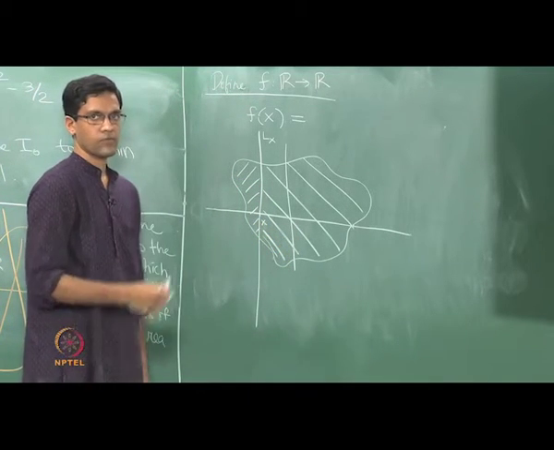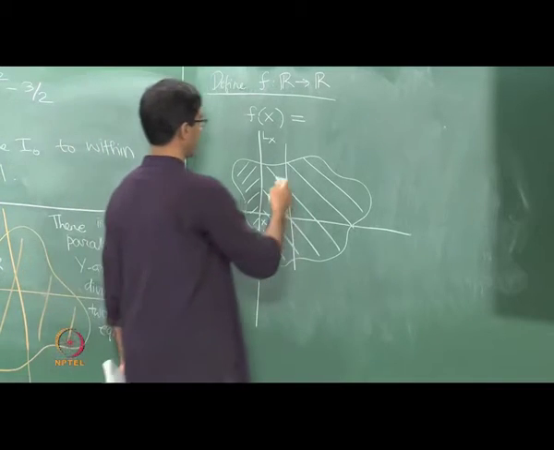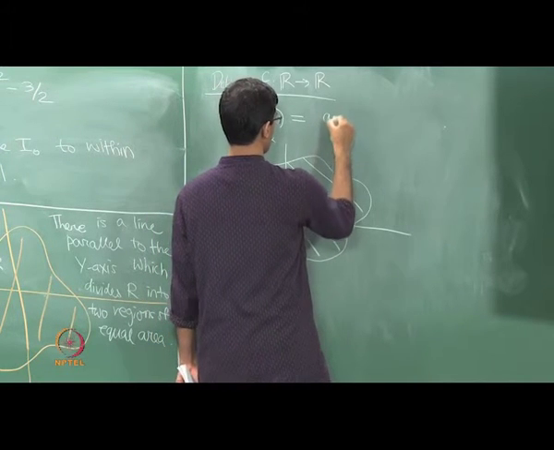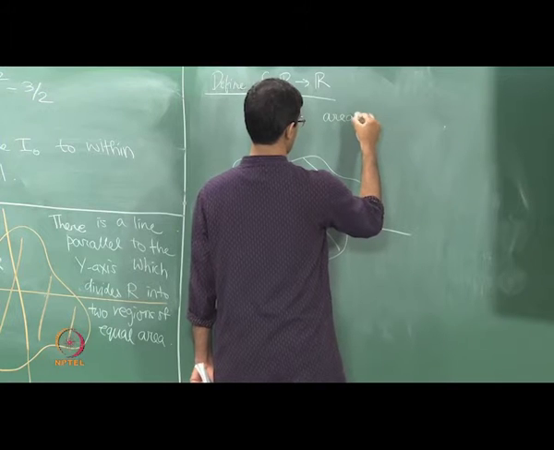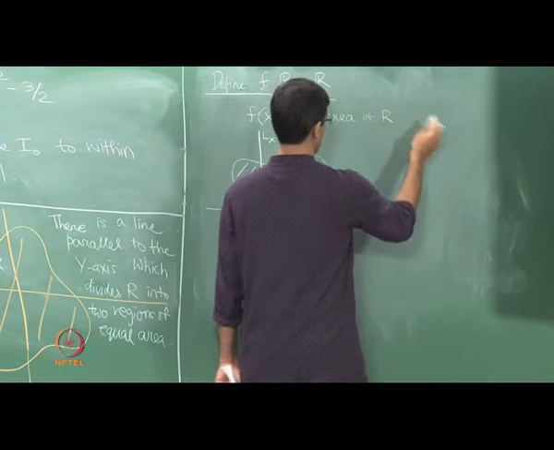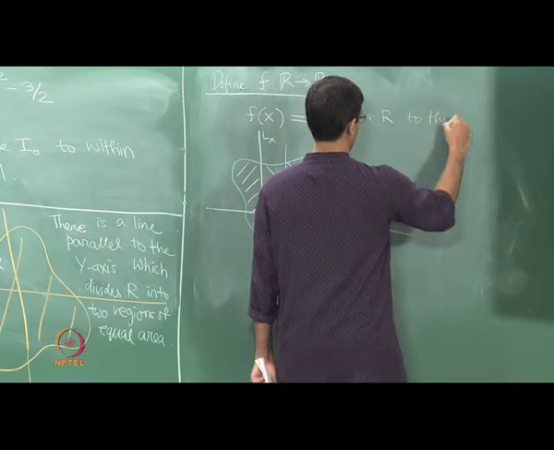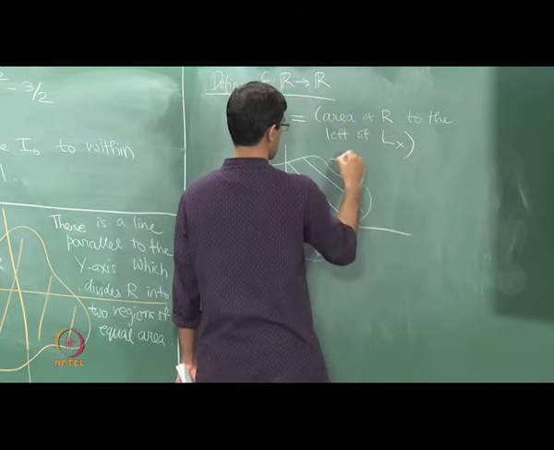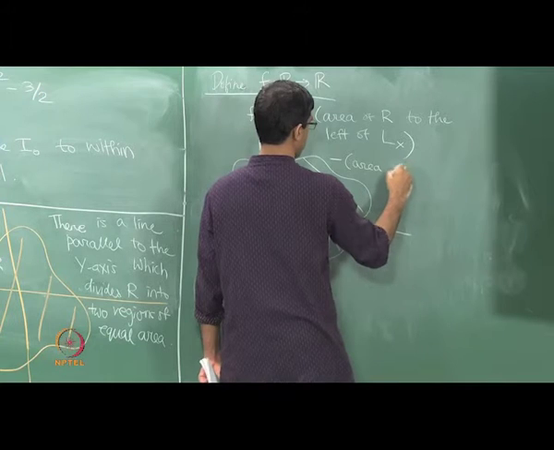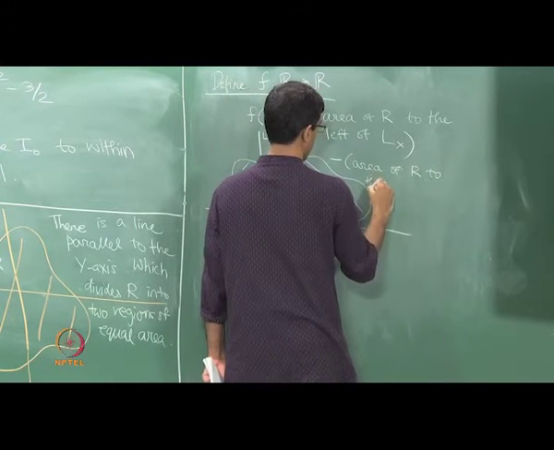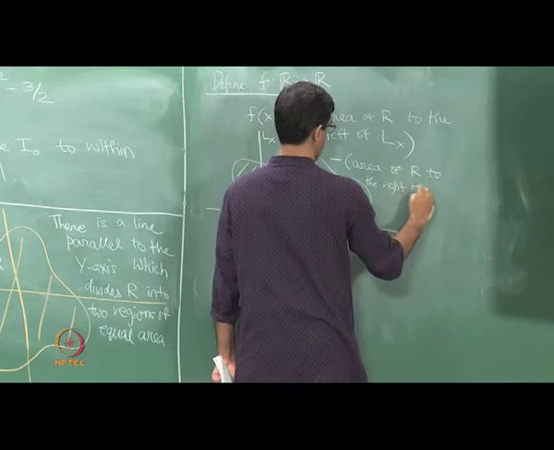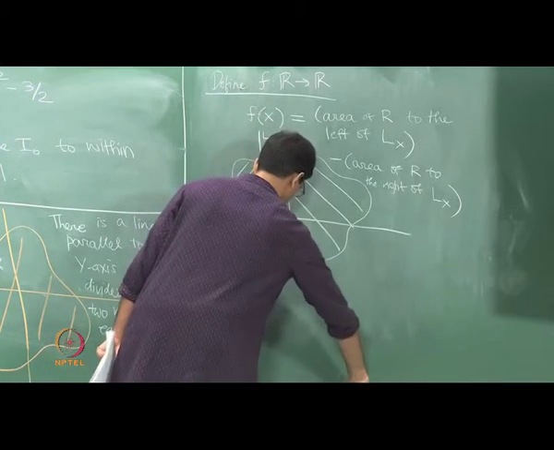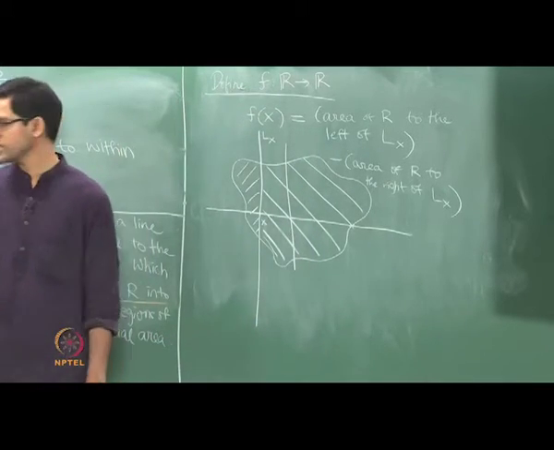Okay. So let us keep track of what proportion it divides the given region R into, or the difference in the two pieces. So f of x is just the area of the region R that lies to the left of this line, minus the area that lies to the right of this line Lx. So having defined the function, what we now need to do is to just check that.